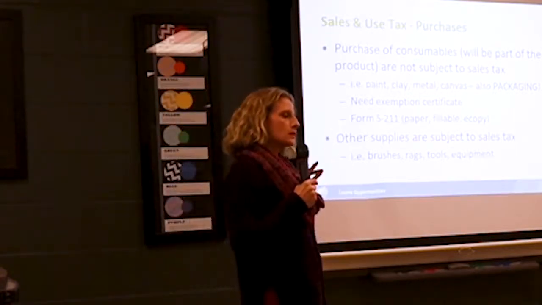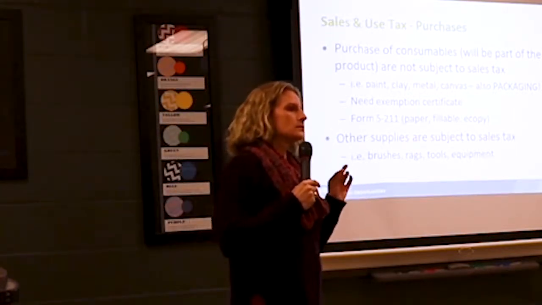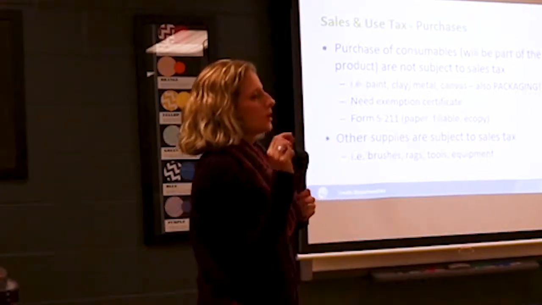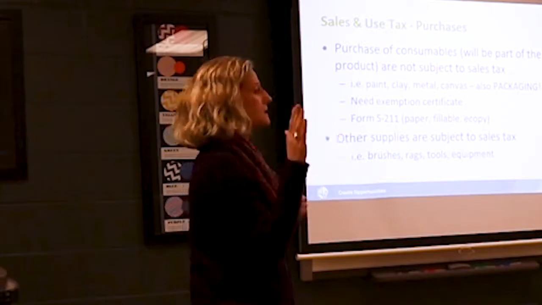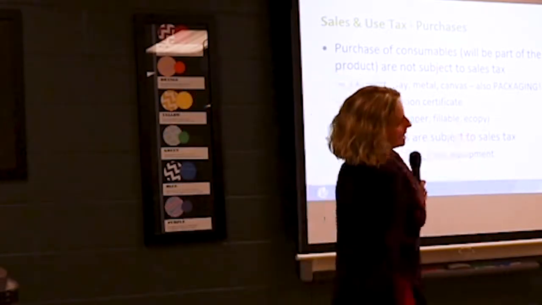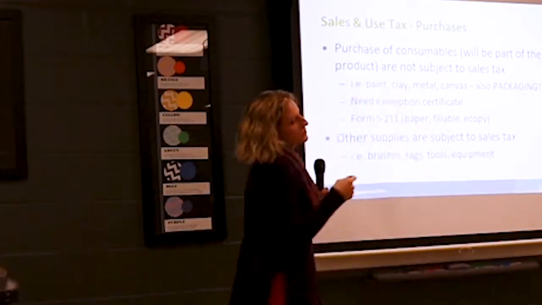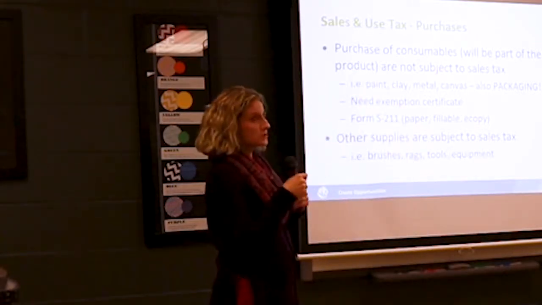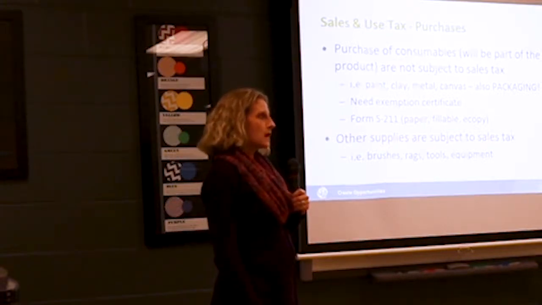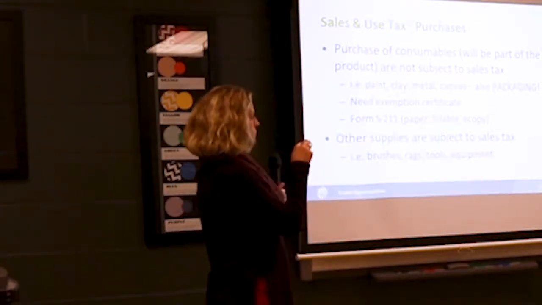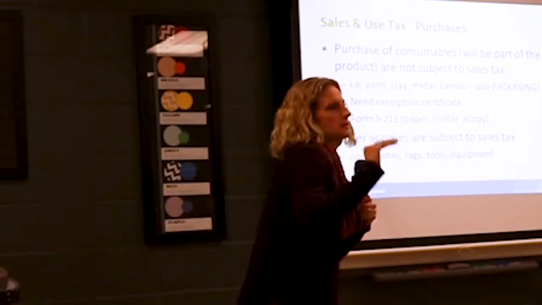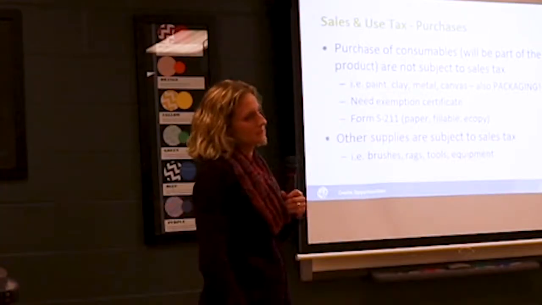Now remember, this is only for the items that go directly into the final product. Okay. It's not always just like you're exempt for everything. It's kind of like what you're buying, right? Because the supplies that you buy are not necessarily exempt. So you don't get to use that exemption certificate for every single thing you purchase, okay? So like if you use brushes, rags, even your equipment, that's not going into the final product, right? So that you have to pay sales tax on.